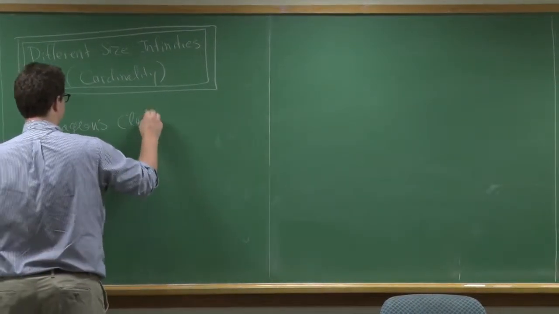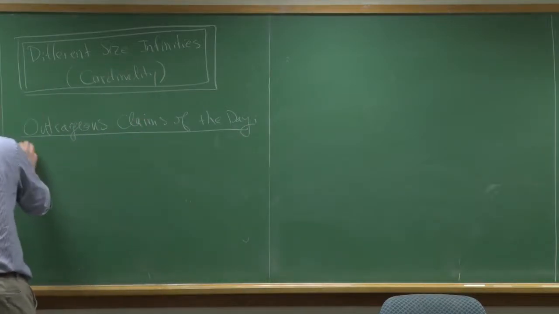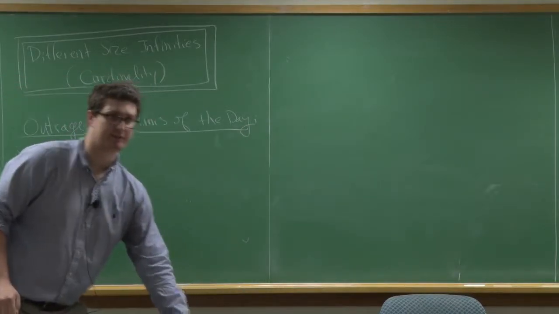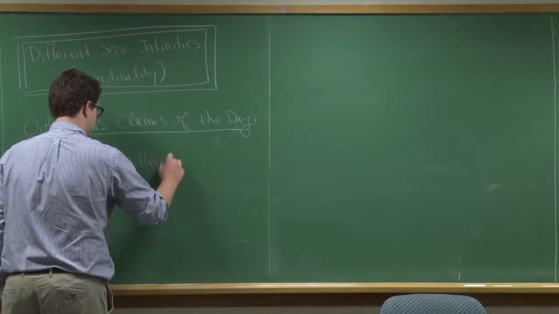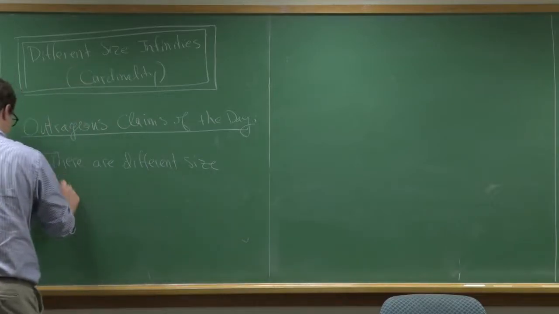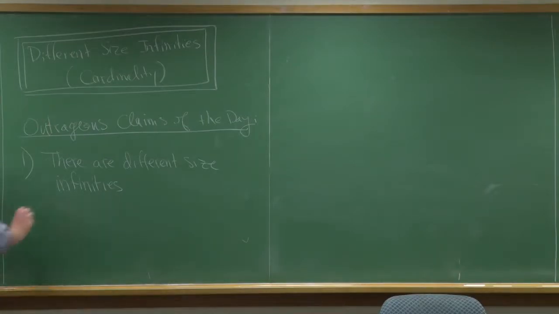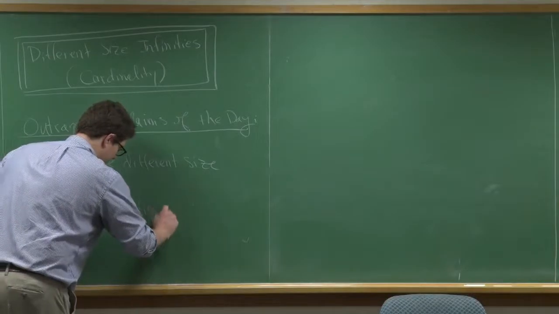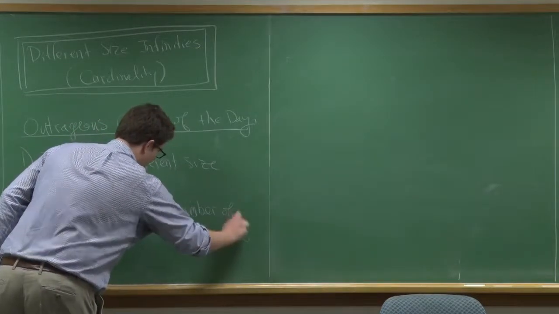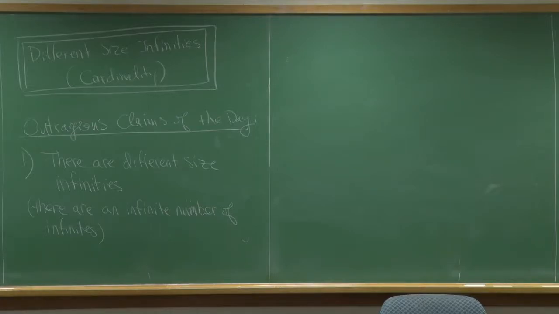Here are the outrageous claims of the day. The first one is that there are different size infinities. And in fact, there are an infinite number of infinities. I don't know if I'll get to that part yet, but I wanted to tell you that that's true. So the goal is to start talking about infinity and start talking about counting in a more serious way.